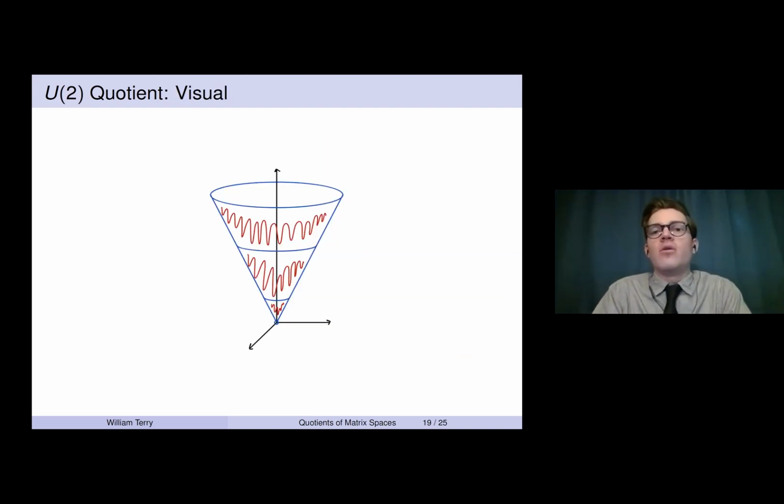This image depicts a lower dimensional analog of the causal future in spacetime, where these bottom axes represent the spatial coordinates, and this vertical axis represents the time coordinates. This blue cone is the light cone, and it corresponds to the non-invertible matrices, while the red interior is everything that you could directly interact with, and it corresponds to invertible matrices.